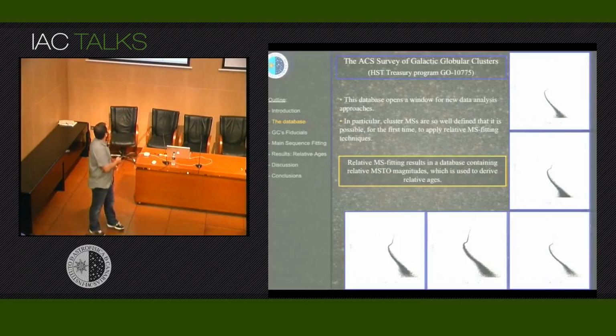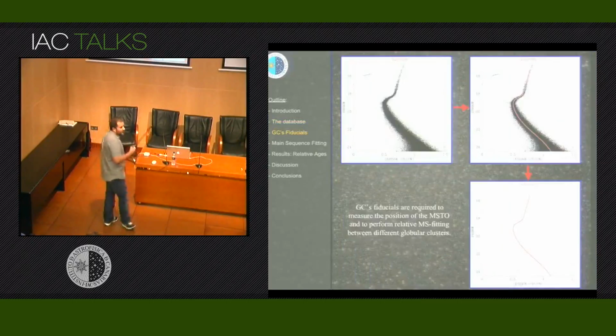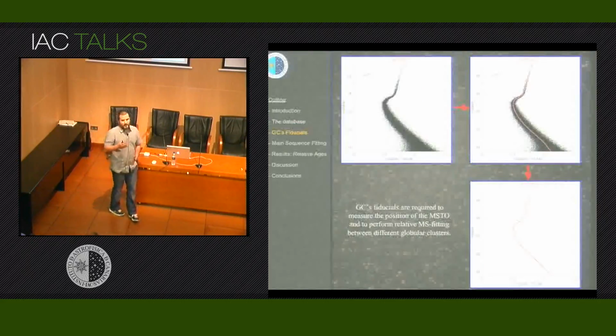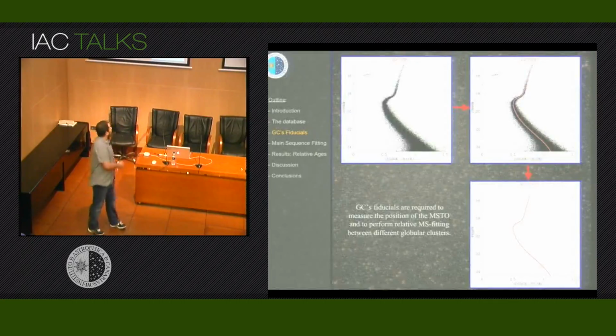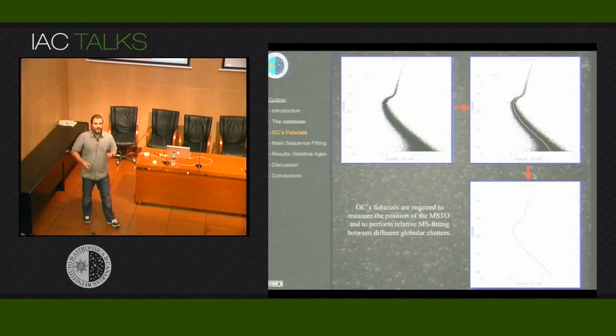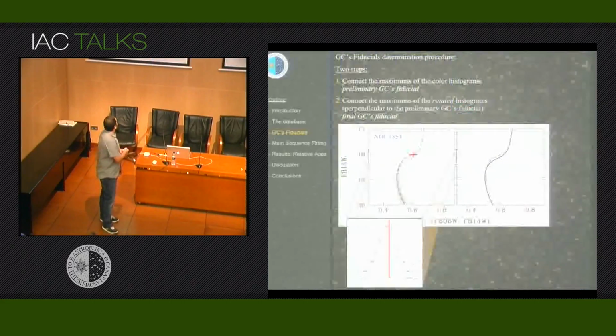So before going to the detail of how we determine ages, we need to go from the color magnitude diagram to a well-defined fiducial sequence representing each cluster. We observe color magnitude diagrams, but we need to determine a well-defined, well-measured sequence to compare clusters. So how do we do that? We use a two-step procedure.